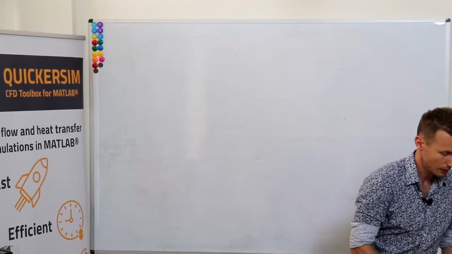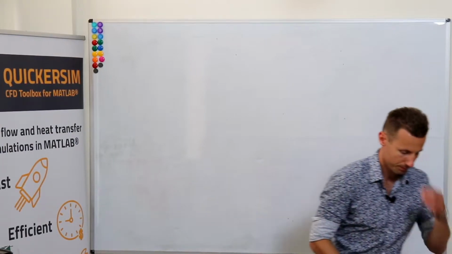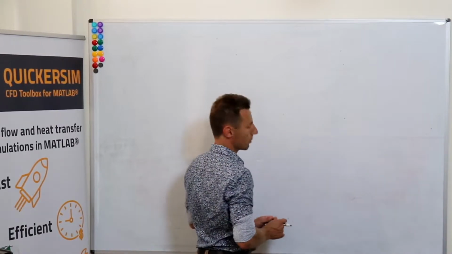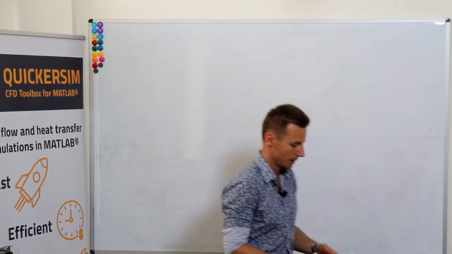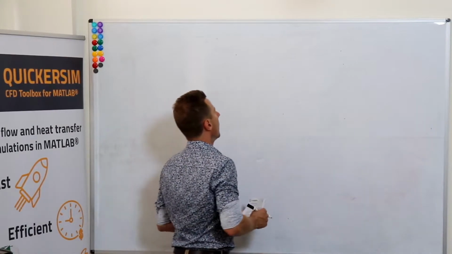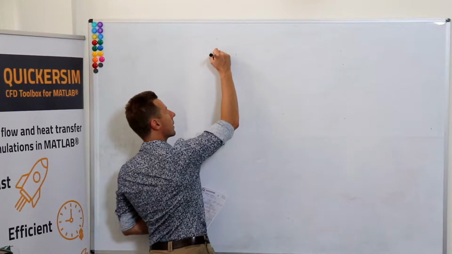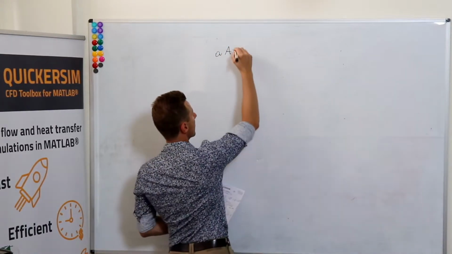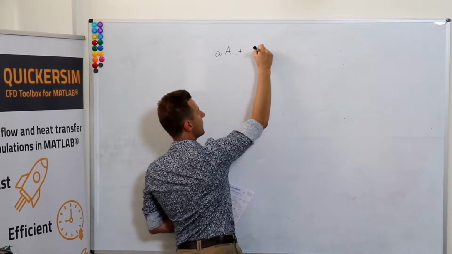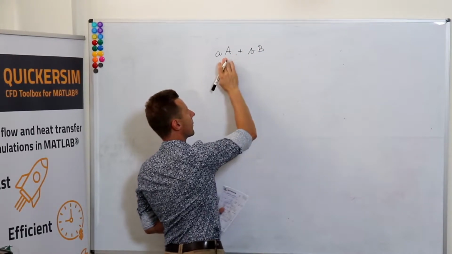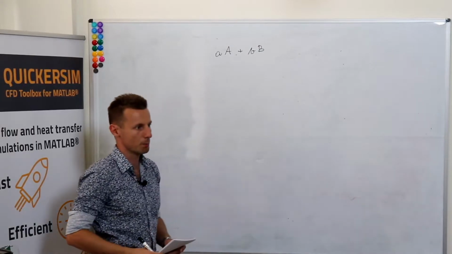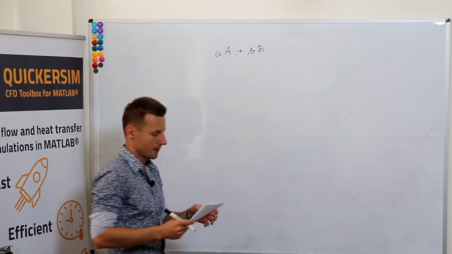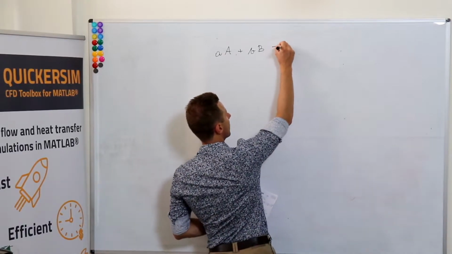So let me start with the general form of the chemical reaction equation. Let's assume that we've got component A plus component B. Uppercase A and B denote components, lowercase a and b denotes stoichiometric coefficients in the equation.